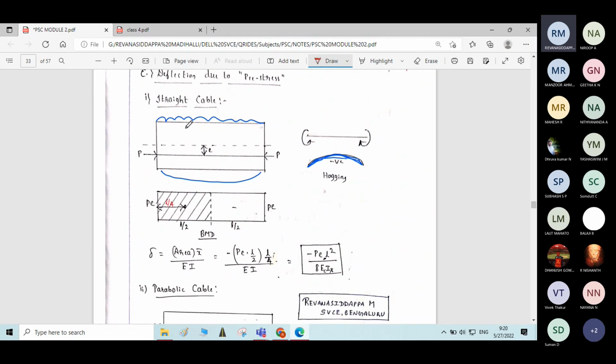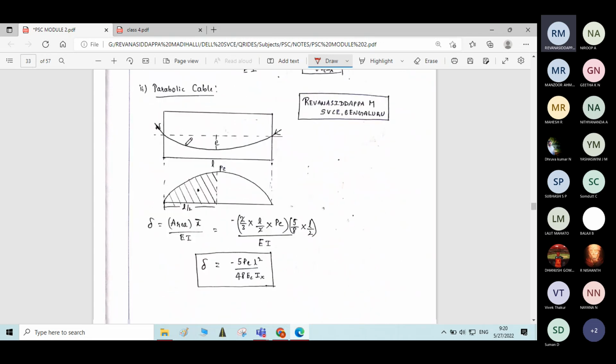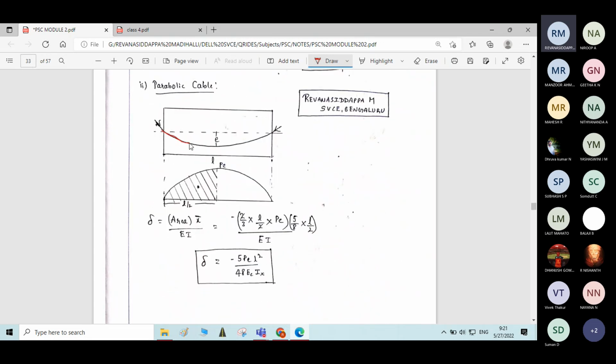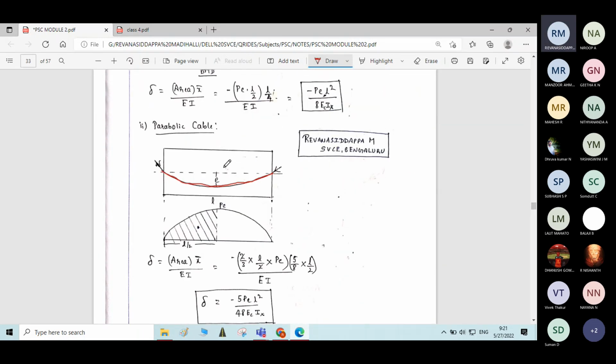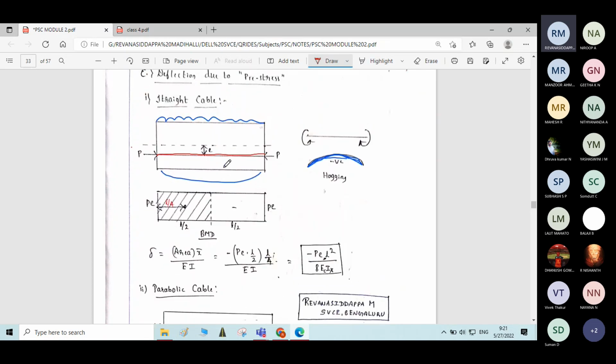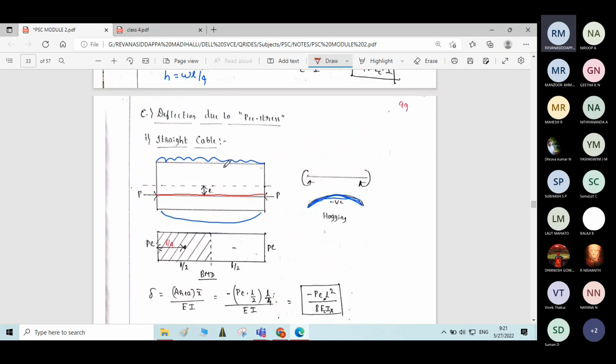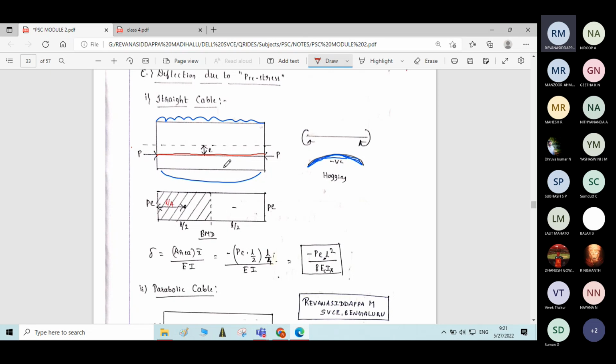When you are finding deflection due to pre-stresses, the deflection, as we discussed earlier, depends on the cable profile. If the cable is straight, then deflection will be different. If the cable is parabolic, like this, the deflection of the beam due to pre-stressing force will be different. If it has a triangular shaped profile, then it will have a different magnitude of the deflection. We will take each and every case separately and study how to find the deflection.